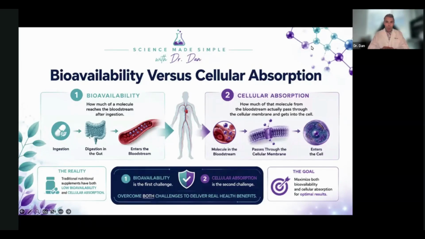Because a molecule, if it has health promoting properties, is of no use if, number one, it's not bioavailable, and number two, it can't get into the cell. So that's what we're talking about. For something to be powerful and beneficial for human health, number one, it needs to be bioavailable. And number two, it needs to get through the cell membrane. And the cell membrane is tough. It's picky. It's particular about what it allows to get through the cell membrane or not.